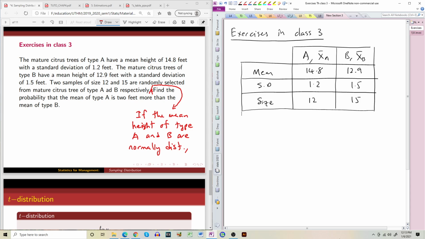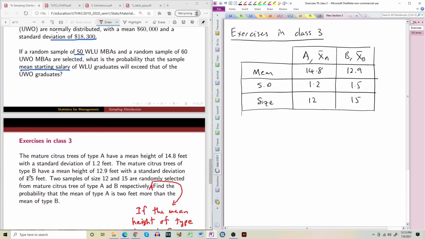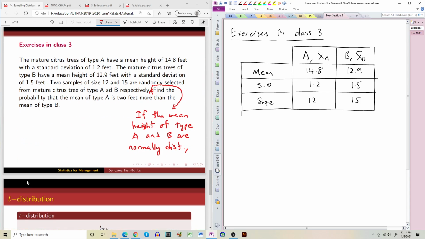All right, good morning. So let us start our class. We stop at this example and we are going to start with exercise in class 3. So exercise in class 3, if you read this question, you may come out with this table.